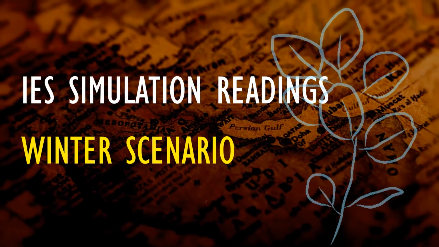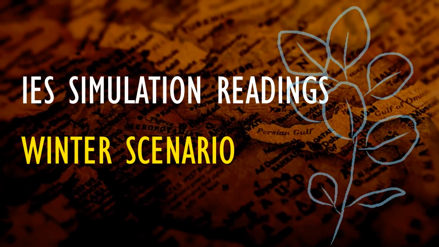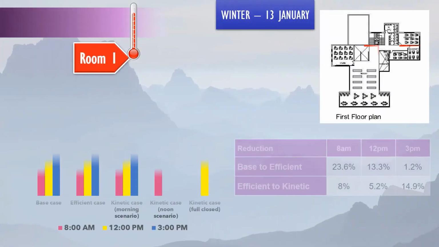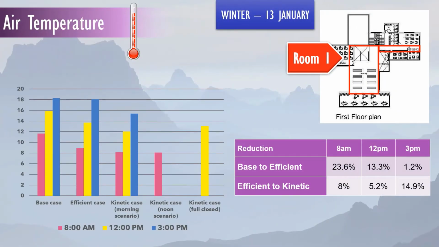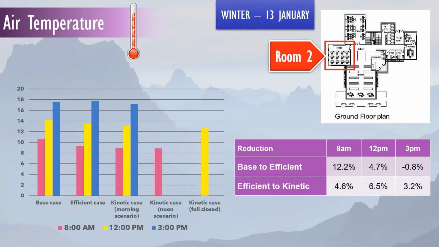Winter scenario. Thermal analysis. Air temperature for room 1 was reduced by 1.2 to 23% from base to efficient and 5 to 14% from efficient to kinetic. Air temperature for room 2 was reduced by 4 to 12% from base to efficient and 3 to 6% from efficient to kinetic.